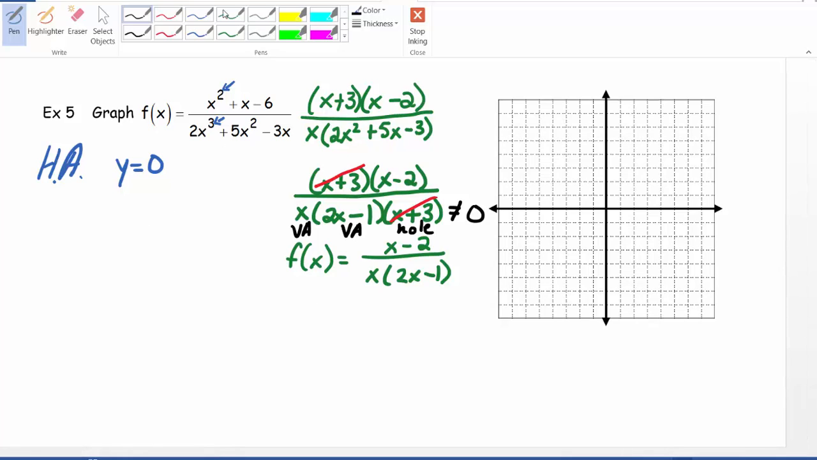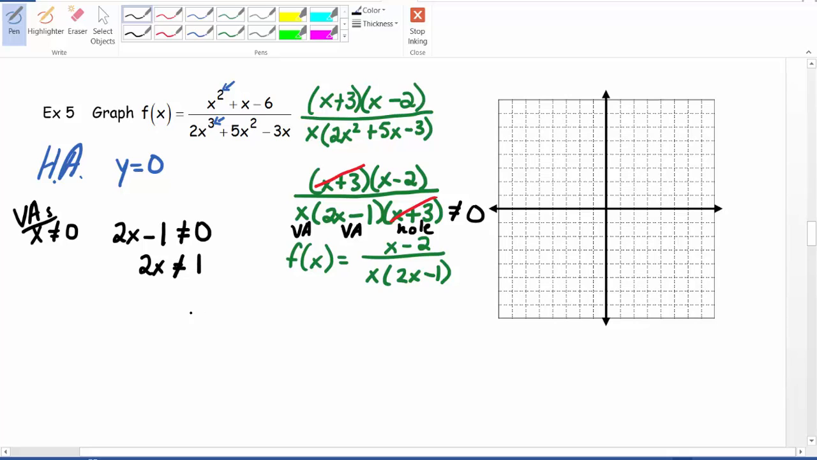Setting each one, now looking for those vertical asymptotes and holes, we'll say that our x is not equal to 0. These are our VAs. X cannot be 0. Our 2x minus 1 cannot be equal to 0. Solving for x from here, we just add 1 to both sides, and then 2x cannot be equal to 1. So x cannot be equal to 1/2. Now again, that is our vertical asymptote.